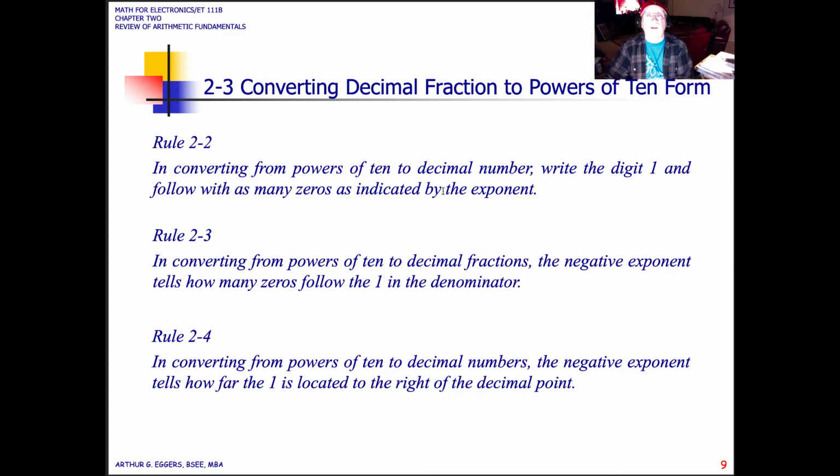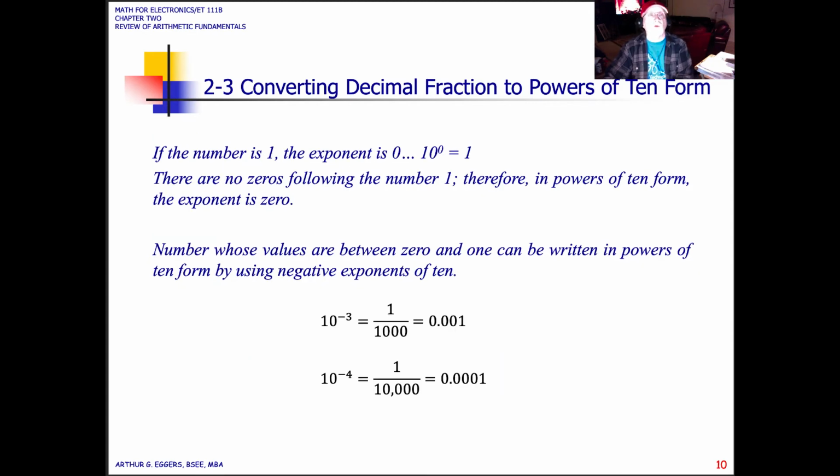Rule 2.2, converting from powers of 10 to the decimal, write the 1 digit and follow with as many zeros as indicated. Sometimes reading these rules may not make a lot of sense to you until you've worked through the process. Then go back and read the rules and they will make more sense to you. So read through each one of these, 2.2, 2.3, and 2.4, when handling fractions, powers of 10, to make sure you understand what is being said in those rules.